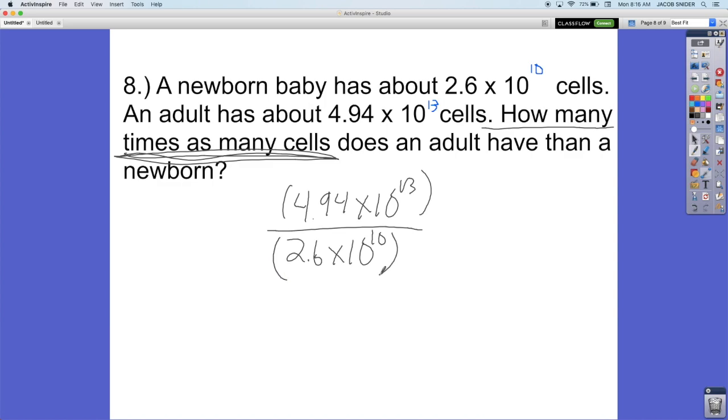We set it up. 4.94 times 10 to the 13th over 2.6 times 10 to the 10th. I get 1,900 as how many times more.